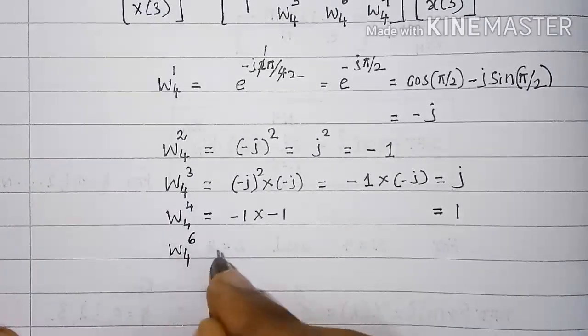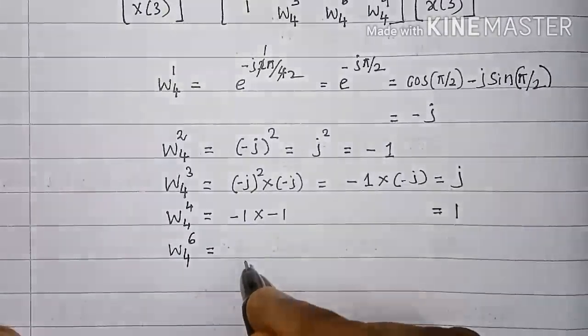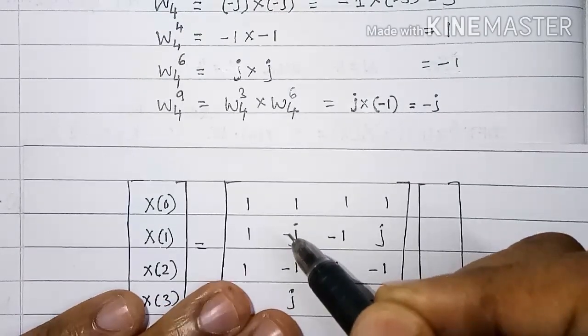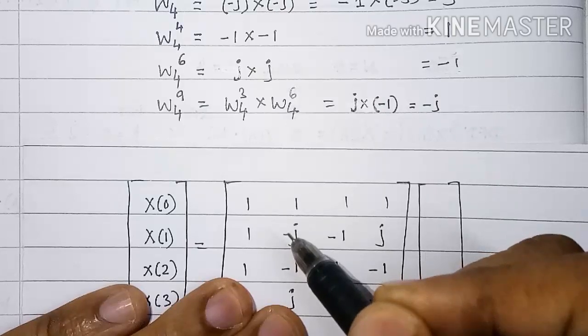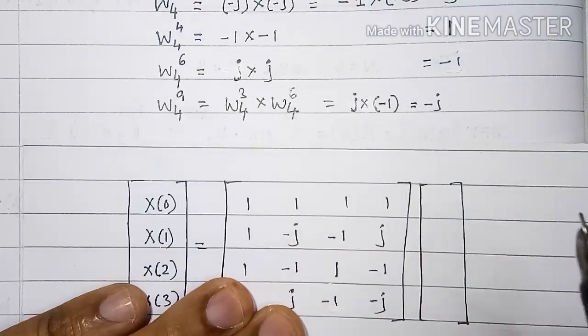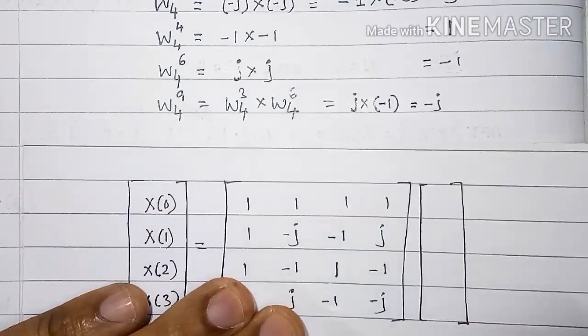Similarly, we can write for W4 raised to 6 and W4 raised to 9. When I make small corrections here and there, I pause the recording, but after doing the corrections I forget to press the record button again. So some lines have not been recorded.